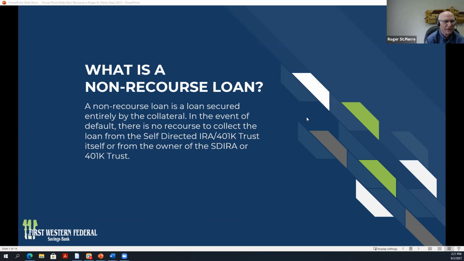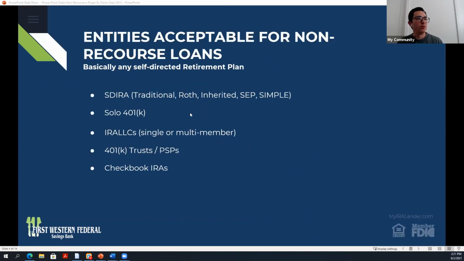Next slide. Great explanation. Thank you. Yes. And I just want to touch on one tiny thing about that. There is a non-recourse loan in many markets for residential mortgages, but that's not the same kind of loan as an IRA LLC or 401k trust loan. So just be aware of that.